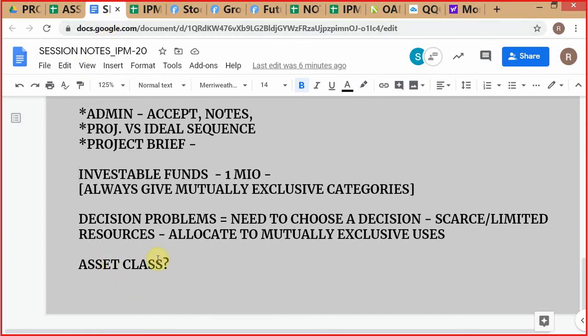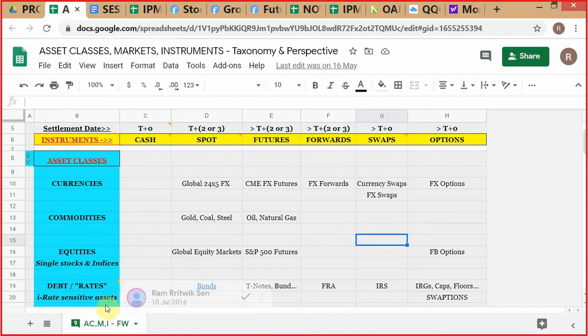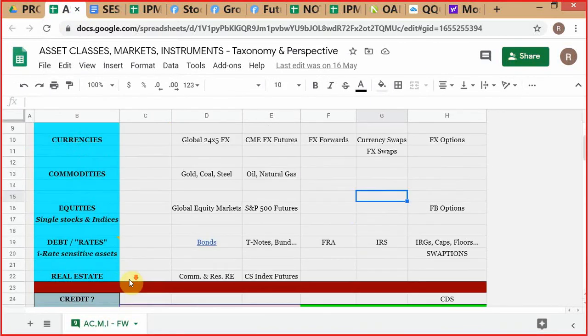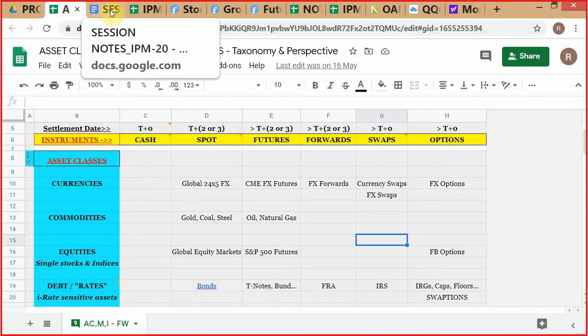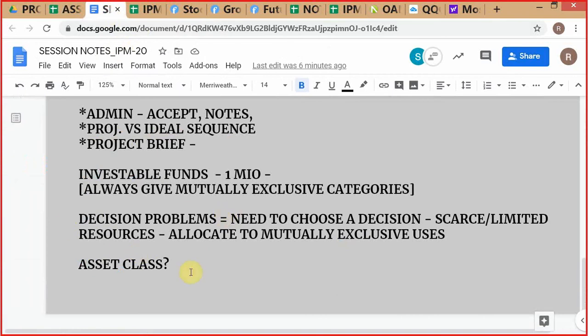All right. So the first decision is, which asset class do I invest this money in? Currencies, commodities, equities, debt, real estate. These are all asset classes. As far as that decision problem is concerned, for this project we have chosen equities.